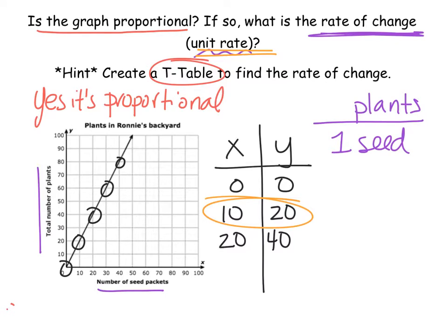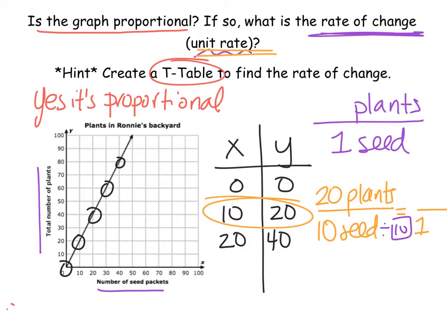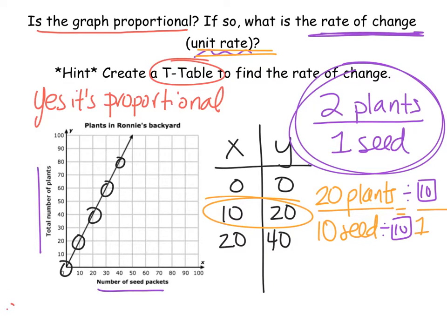So why don't I use this pair right here? 20 over 10. If we have 20 plants for every 10 seed packets, how many plants will be for 1 seed packet? Well, 10 divided by 10 is 1, and 20 divided by 10 gets us our answer of 2 plants per seed packet. So not only did we determine the table was proportional, we also were able to find how many plants per seed packet.